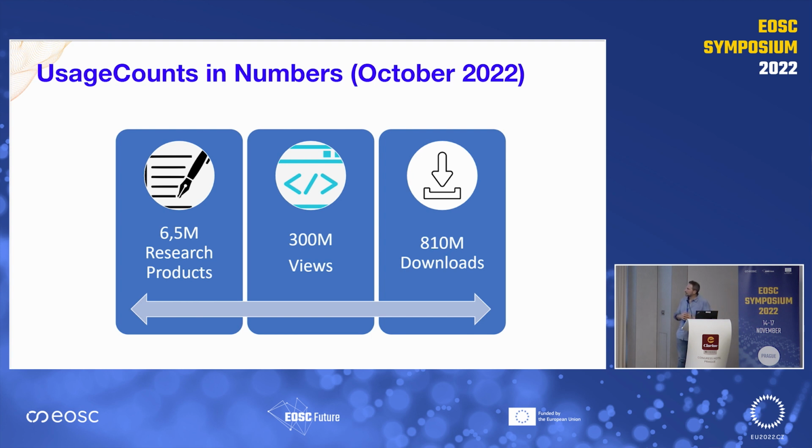We have about 6.5 million research products for which we have the reporting, for a total of 300 million views and 810 million downloads. If I well recollect, I think we have more than 200 data sources today integrated. So ask your institutions to do it, because this is very important.